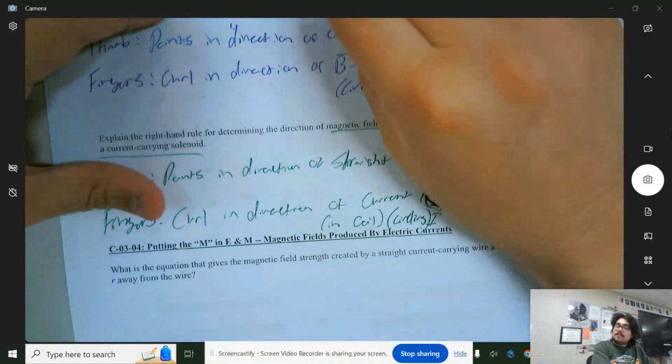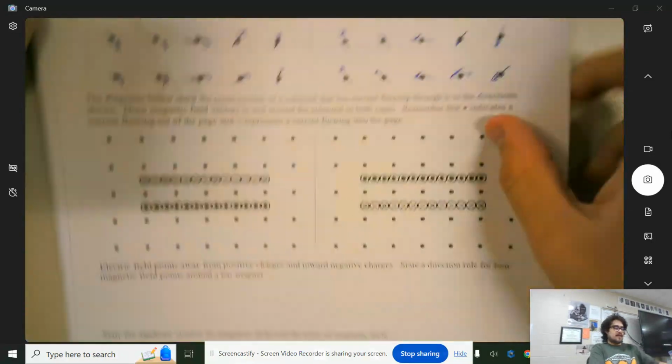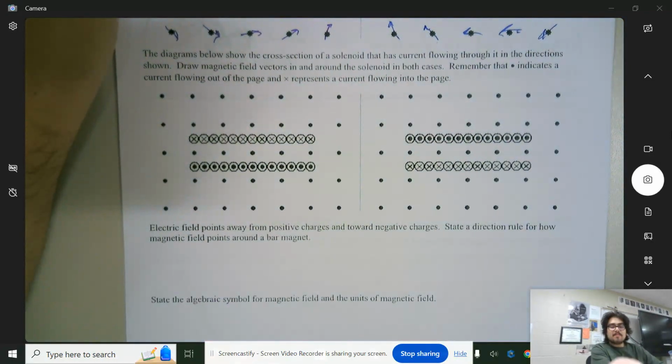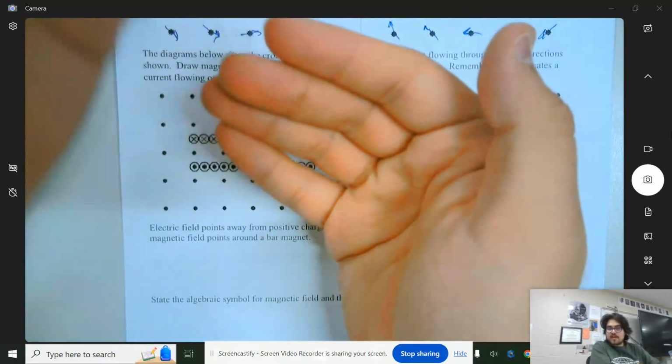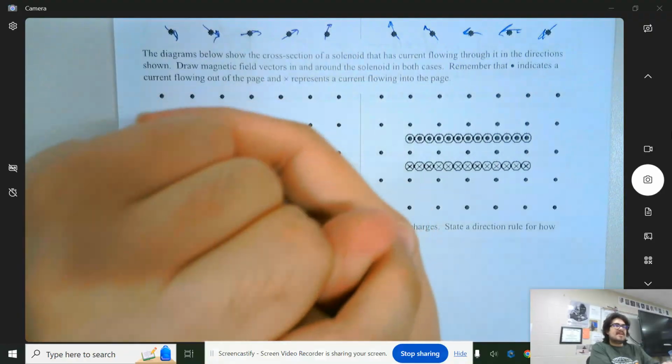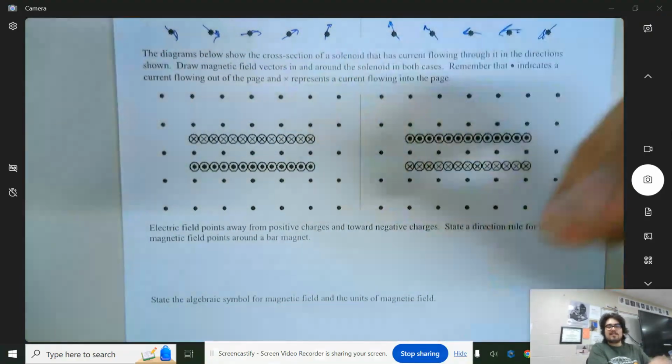Okay, let's flip back because we're going to look at some solenoid examples now. We have a solenoid here. So now, instead, my fingers are going to curl in the direction of the current. My thumb is going to tell me where the B field is pointing inside the solenoid.